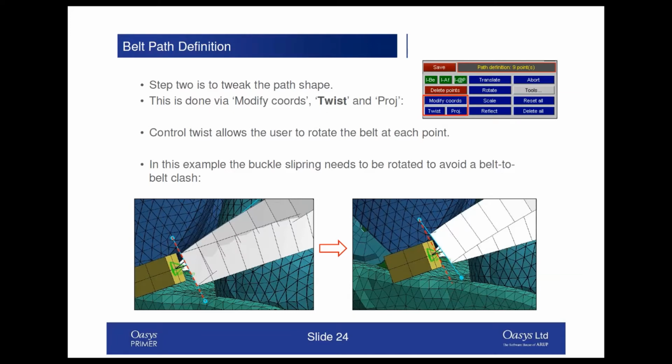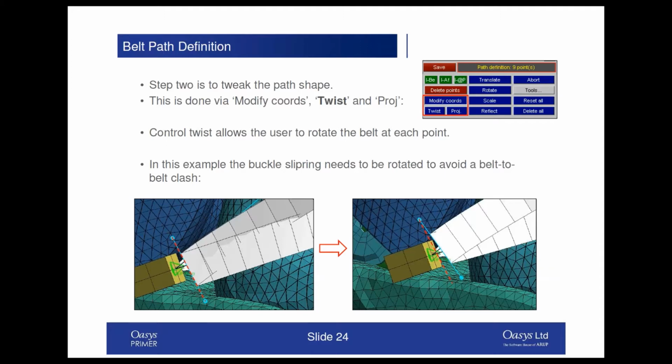The second tool available to us then is the twist button, and when we're in the twist mode, we get little cyan handles on each of the points, and we are able to click those handles and drag them around to change the twist of the belt. So we might want to do this to avoid a crossed edge, an intersection, or we might just want to do it to make the belt path more sensible.